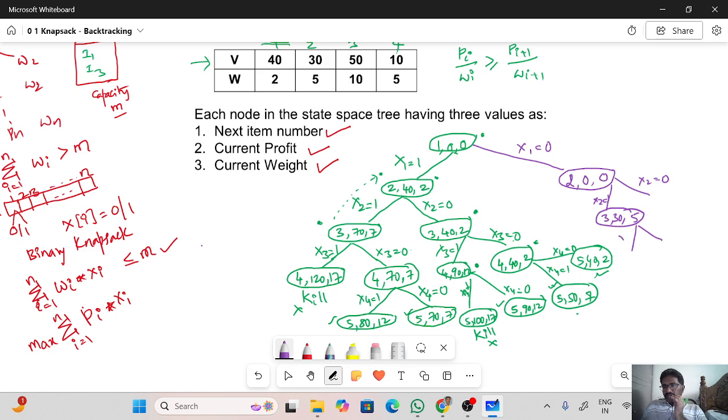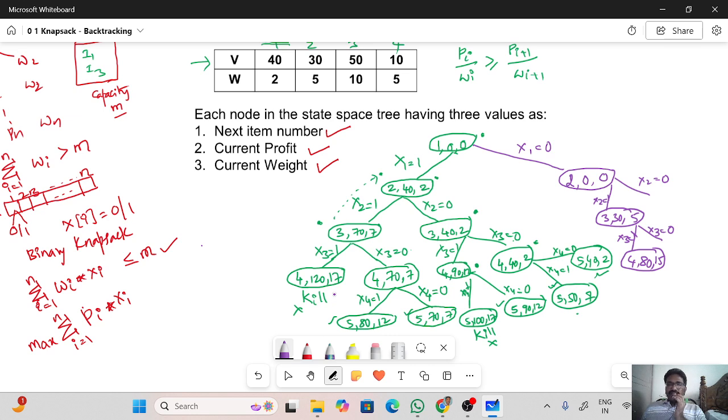What is this possibility? x3 equal to 1 and x3 equal to 0. x3 equal to 1, what is that meaning? We are going to consider the next one, the fourth item, and what about the third item included in our knapsack? What is the path? x1 0, x2 1 and x3 1. Nothing but 2 and 3 only I am going to insert. When I consider only 2 and 3, what is the profit I am getting? 30 plus 50, 80. Then what is the weight? 5 plus 10, 15.